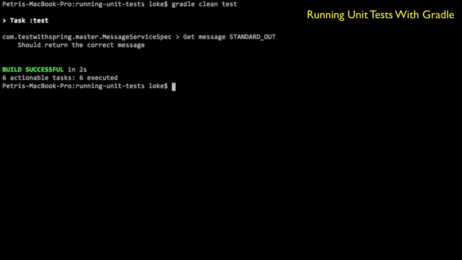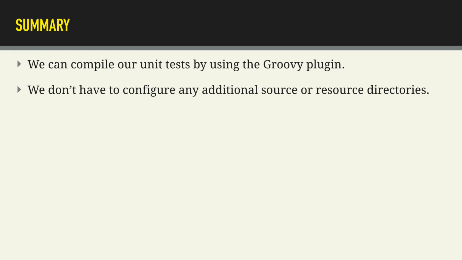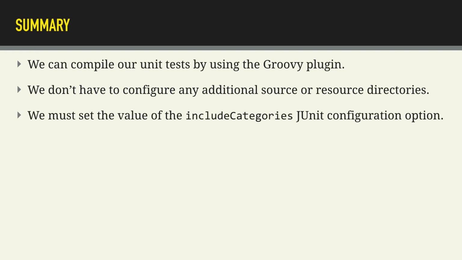Let's summarize what we learned from this lesson. This lesson has taught us that 1. We can compile our unit tests by using the Groovy plugin. 2. Because the Groovy plugin extends the Java plugin, we don't have to configure any additional source or resource directories. And 3. We can configure the used JUnit category by setting the value of the include categories JUnit configuration option.